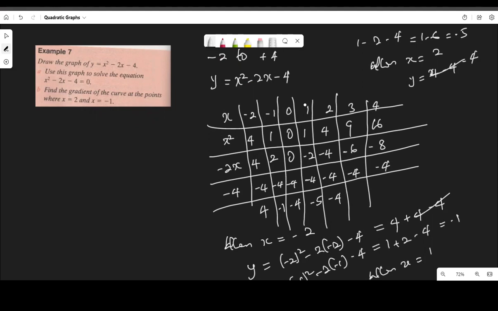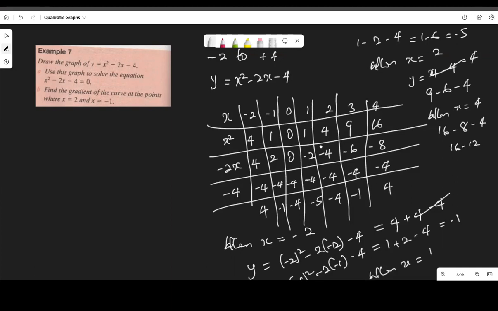When x is 3, 3 squared here is 9. Then 2 times 3 is 6. And minus this 4. -4 minus 6 is -10. 9 minus 10 is -1. When x is equal to 4, 4 squared here is 16. 2 times 4 is 8. And minus this 4. -8 minus 4 is -12. 16 minus 12 is 4.